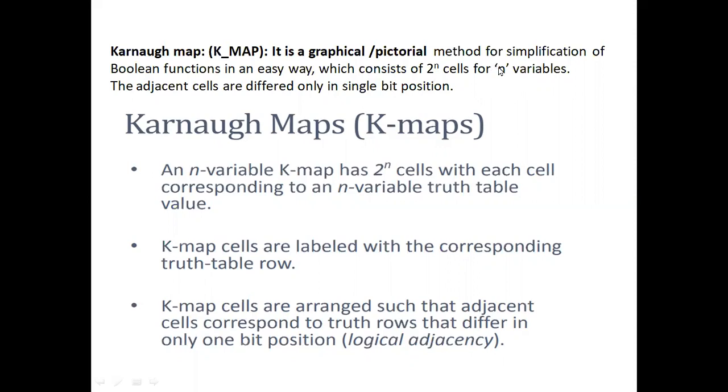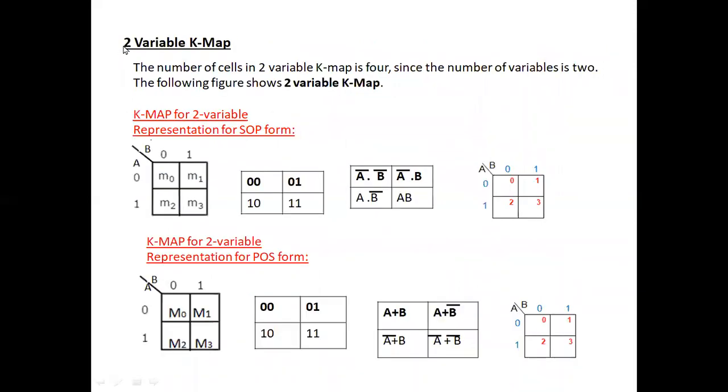So if my n is equal to 2, then I will be having 4 cells. If my n is equal to 3, I will be having 8 cells. If n is equal to 4, I will be having 2 power 4, that is 16 cells. First example, 2 power 2, that is a 2 variable K-map, which is having 4 cells.